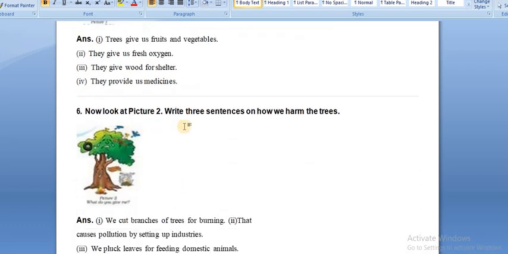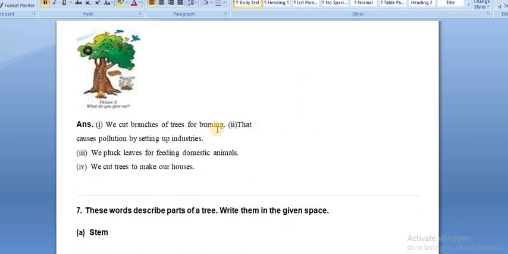Now look at picture 2. Write 3 sentences on how we harm the trees. We have to write how we are hurting the trees. We cut branches of trees for burning. We use the wood of the trees for burning. That causes pollution, as does setting up industries. We are burning the trees or branches, so because of this we find air pollution. So it harms us as well as the trees.